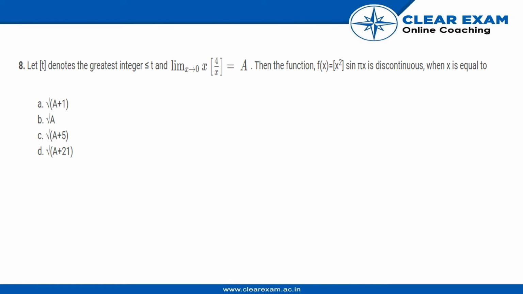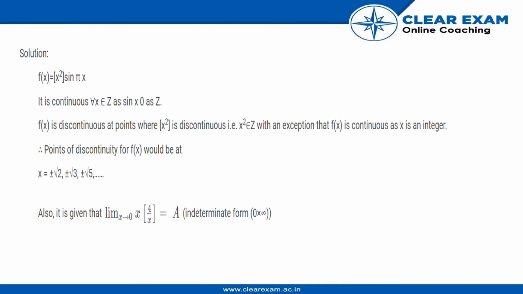Okay, so in this question we've been given that let [.] denote the greatest integer function, and limit x tends to 0 of x times the greatest integer of 4 by x is equal to a. Then the function f(x) equal to the greatest integer of x squared sine pi x is discontinuous when x is equal to what? So let's look at the solution.